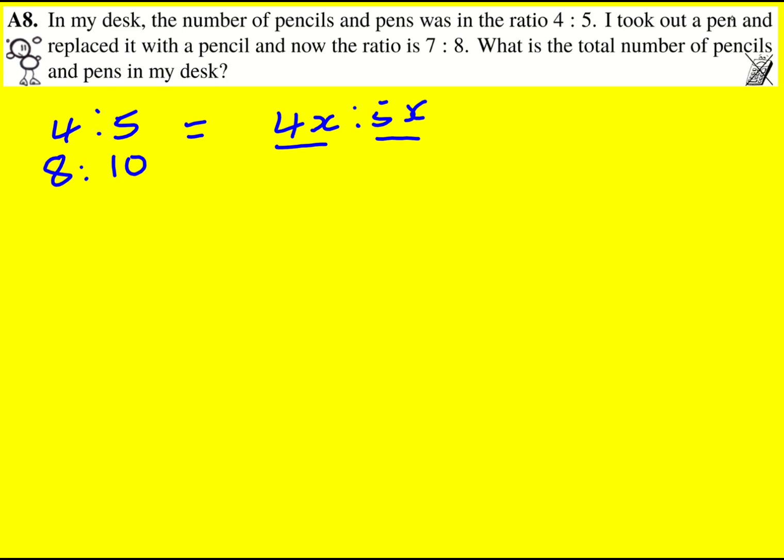So if we take out a pen and replace it with a pencil, we're going to have one more pencil. So it's going to become 4x plus 1 after doing that. And taking out a pen means we're going to have the 5x and we're going to subtract 1 from it. And now this is equal to 7 to 8. So that's the first crucial bit in this question that you can do that.